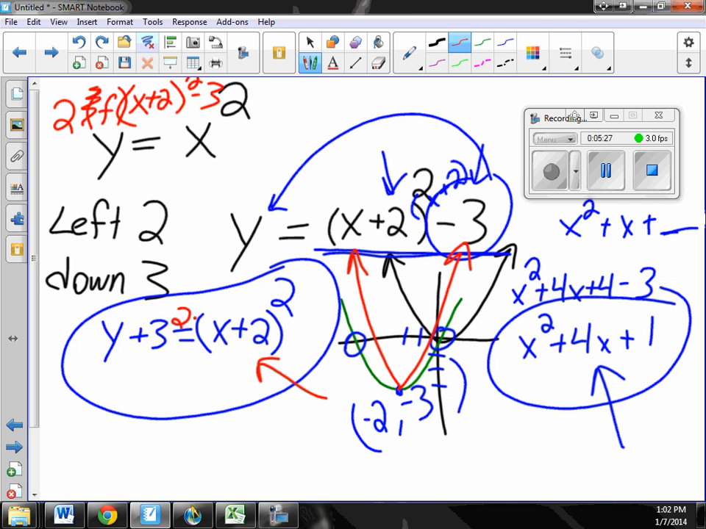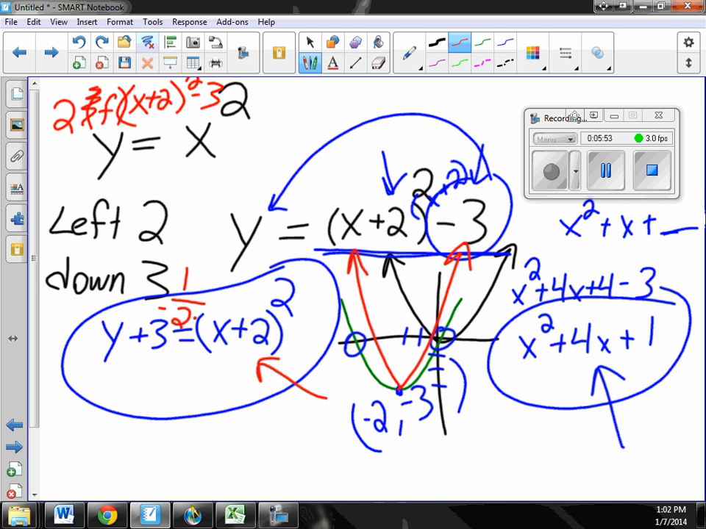What if I wanted to make it twice as wide? What would I times it by? 1/2. Or you could divide it by 2. That would do the same thing. What if I wanted to flip it upside down? It would be negative out front. So if I had a negative 1/2, it's going to flip the parabola upside down, and it's going to make it twice as wide. Okay?